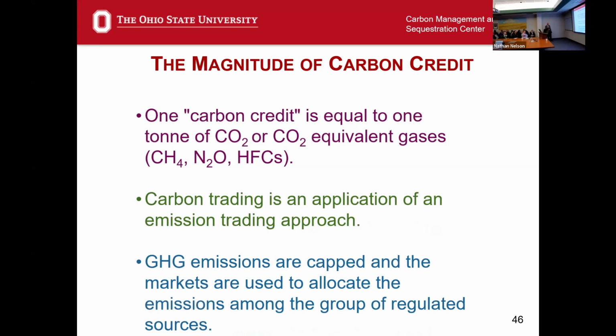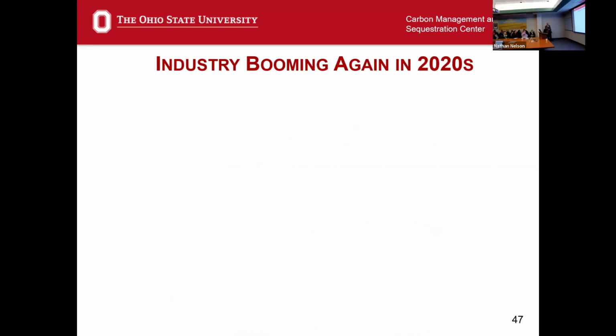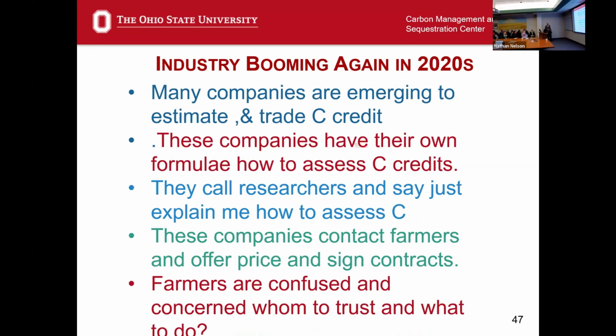So industry, somebody asked a question, they are really a very important partner, and industry is booming in this part. There are many companies coming up. My only concern is whether they are paying farmers properly. I won't name the companies. This morning we discussed with some of them, and they mean well, but are they able to pay them $50?